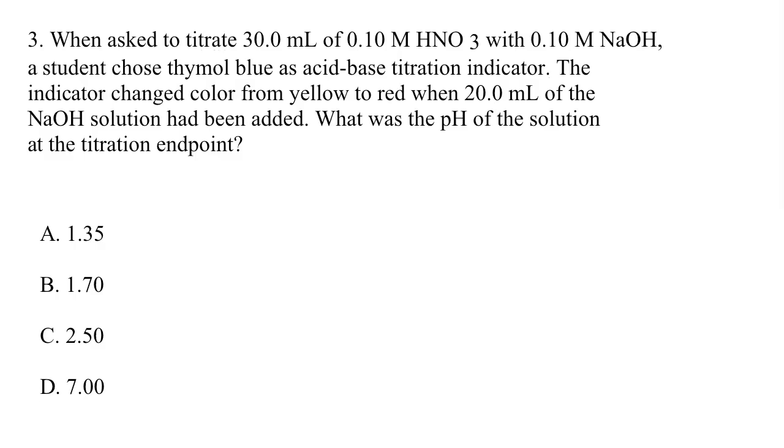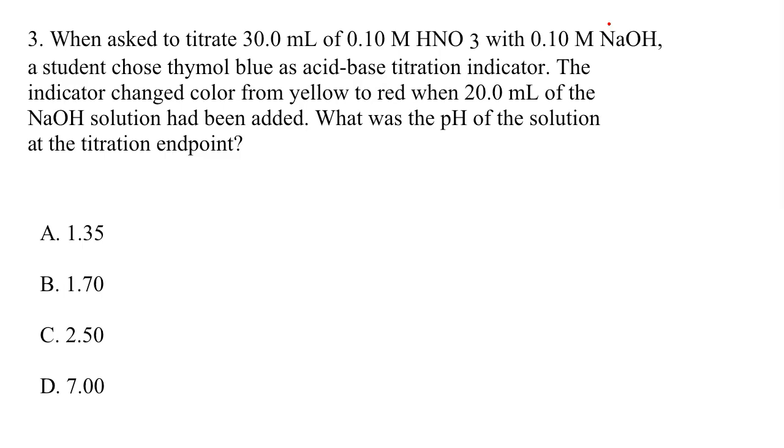All right, now 3. When asked to titrate 30 milliliters of 10 molarity HNO3 with 0.1 molarity NaOH, a student chose thymol blue as acid-base titration indicator. The indicator changed color from yellow to red when 20 mils of the sodium hydroxide solution had been added. What was the pH of the solution at the titration endpoint?